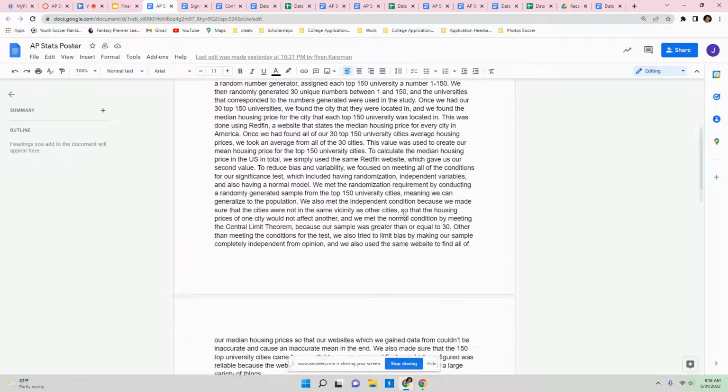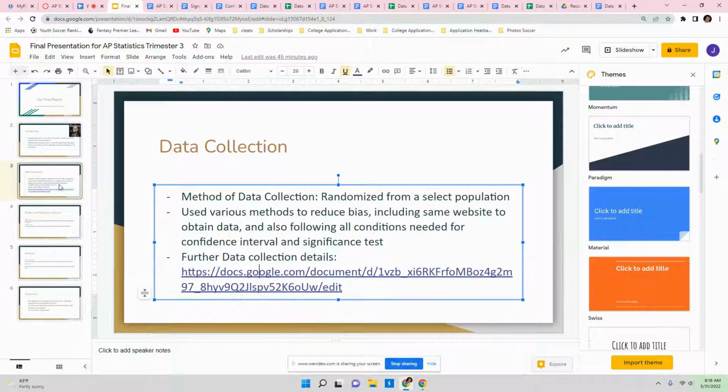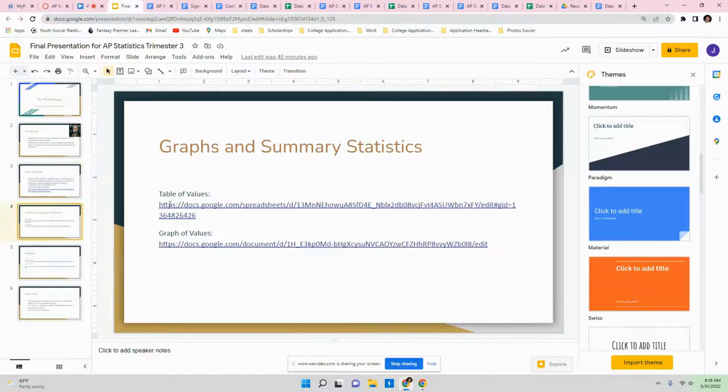Other than conditions, I would say we tried to limit bias by being completely independent from opinion, and we tried to use the same websites, Forbes and Redfin, so that our data couldn't be skewed by different websites, different prices, different estimates, and that sort of thing. So we'll go back to the presentation and move on to our graph and summary statistics.